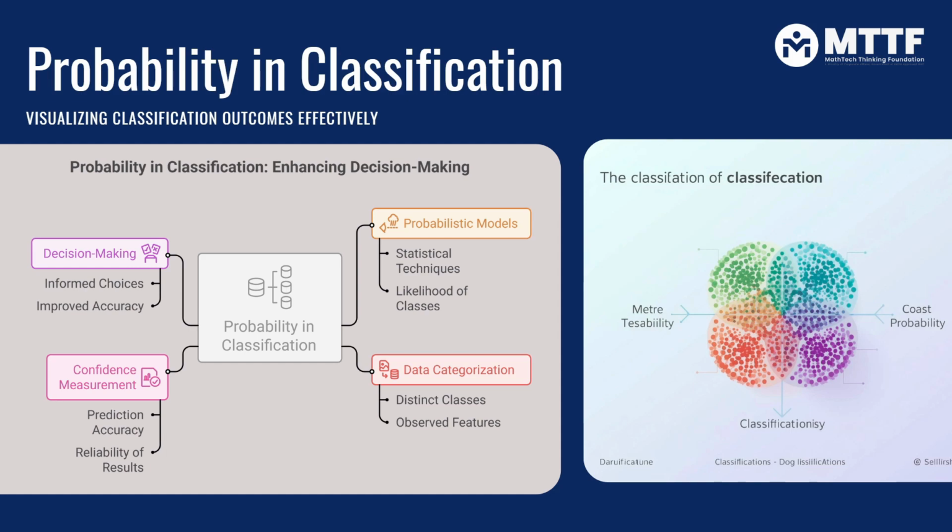Probabilistic models use statistical techniques to estimate the likelihood of each class based on observed data and learned patterns. These probabilities allow for confidence measurement, helping us evaluate prediction accuracy and reliability of results. For example, a prediction with 95% confidence is far more trustworthy than one with 55%.